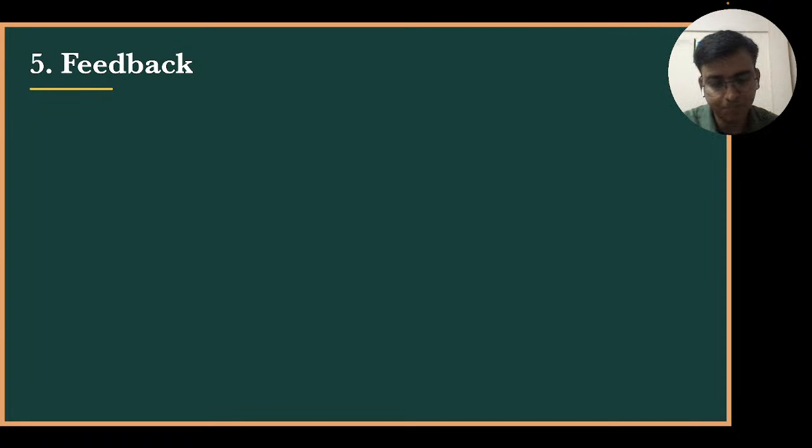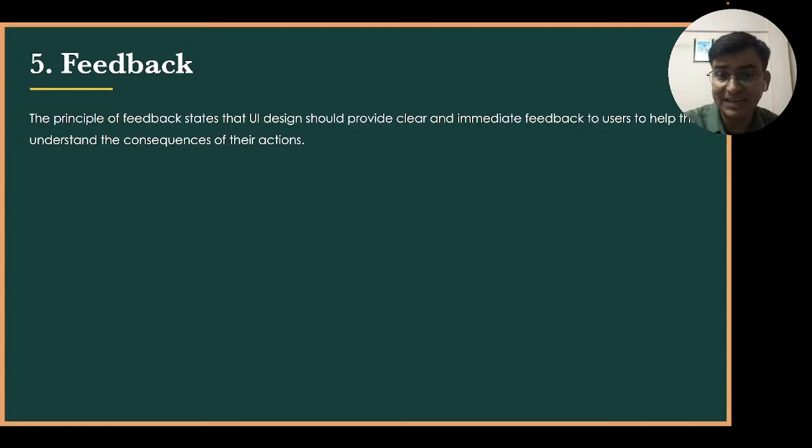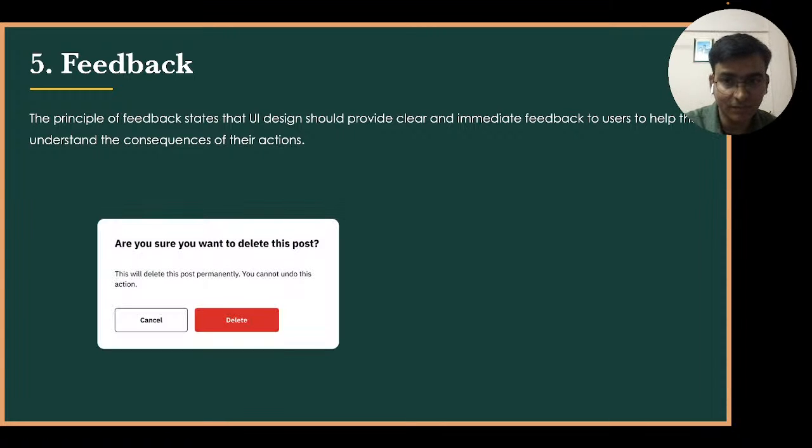Next is feedback. The principle of feedback states that UI design should provide clear and immediate feedback to the user to help them understand the consequences of their action, right? Our design should tell our user that if you do this, this is what's going to happen. So, are you sure you want to do it, right? For that we use this kind of thing, remember? Are you sure you want to delete this post? This will delete this post permanently. You cannot undo this action.